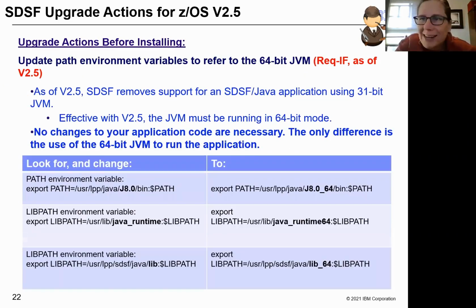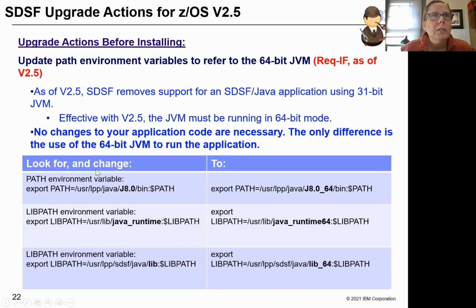Okay, one more item about SDSF, and this is a really easy one: you need to update your path variables to refer to the 64-bit JVM, and this is for the SDSF Java application itself. We are removing support for the 31-bit JVM from the SDSF Java application itself, and you need to point to 64-bit. So this is actually very easy to do. It does not affect any application code. It's just that the SDSF application needs 64-bit Java itself.